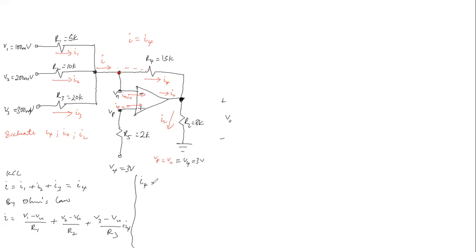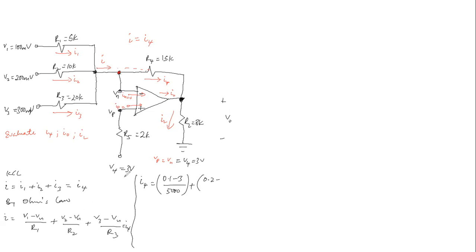So I sub 4, therefore, will be the same as 3 volts because Vn is the same as Vp and is the same as V sub 4. And we know V1 is 100 millivolts, which is 0.1 volts. That will be 0.1 volt minus 3, divided by R1, which is 5K, that is 5,000, plus V2, which is 200 millivolts, which is the same as 0.2 volts, minus Vn.